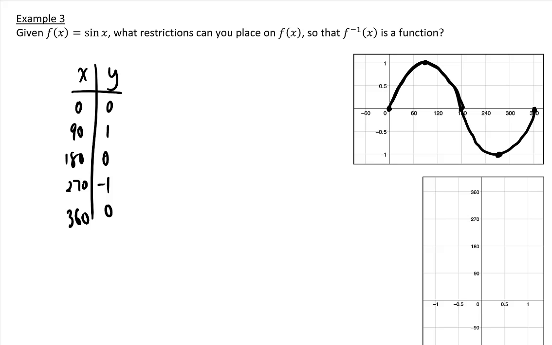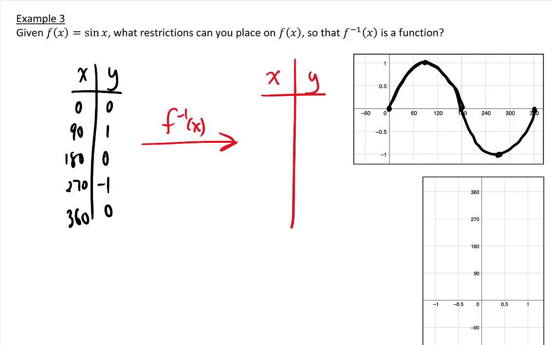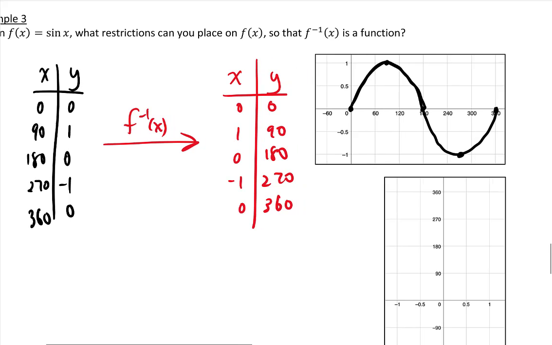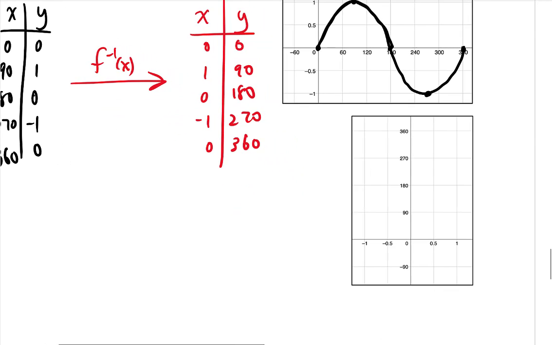And if I want to graph its inverse, if I want to get the inverse of sine, remember we're going to switch the x and y values. So that still remains at 0, 0, but we're going to get 1 and 90, 0 and 180, negative 1 and 270, and 0 and 360. Notice I don't want to plot them on the same grid because it won't fit. So let's plot these points. And here is the inverse sine, what it looks like. Notice the inverse of sine is definitely not a function.